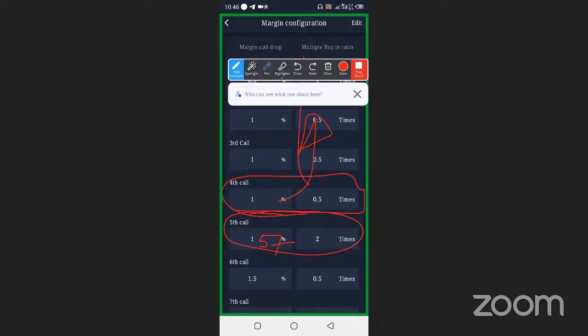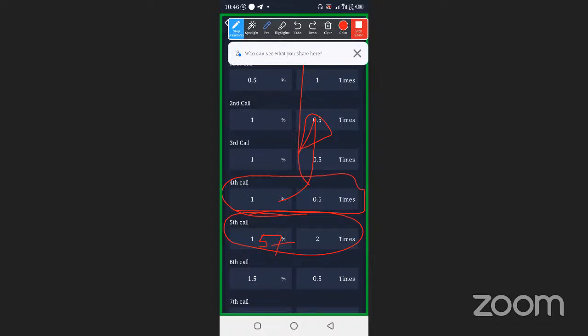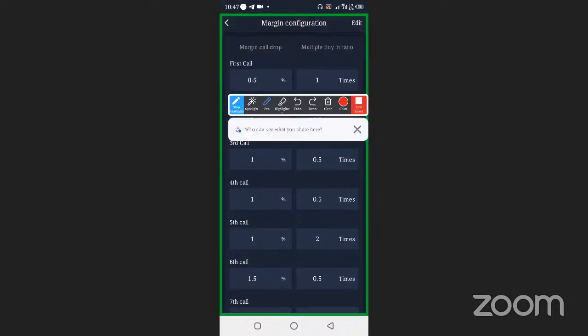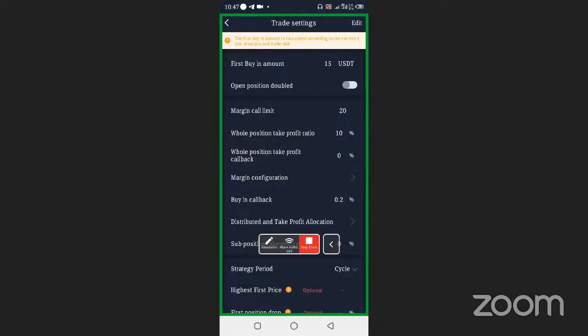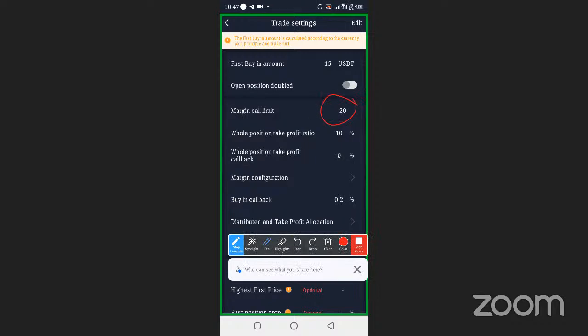But if you don't want to wait all that time, and yet you want the robot to continue trading, just come back here. Sorry, just a minute. The first thing you should do is increase your margin call limit. If it was only 4, increase it to 5 or 6 or 7. At least increase it from sub position 5 onwards to allow for those sub cells. If it was 4, you can say, let's first let it go to 7. After increasing it to 7, come to the margin configuration and adjust the margin call drop percentages accordingly.